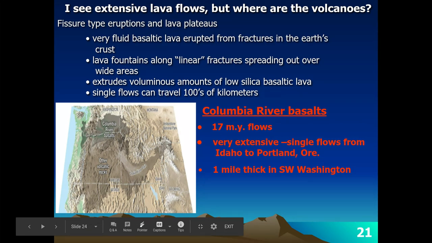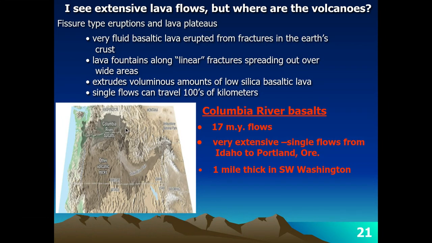It's been known that one single flow can emanate from this part of Idaho and make one single flow all the way to the Portland, Oregon area. And in some cases, in the southwestern part of the state of Washington, some of these Columbia River basalts can be a mile thick. So, can you imagine standing up in the high mountains here in Idaho 17 million years ago and watching all the tectonic activity, splitting fractures in the crust, and watching these fissure type flows, these huge lava fountains just flood the area with basalts.